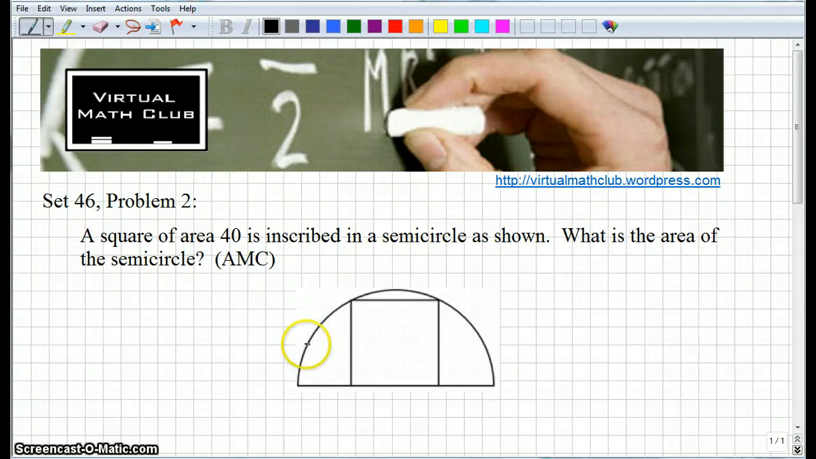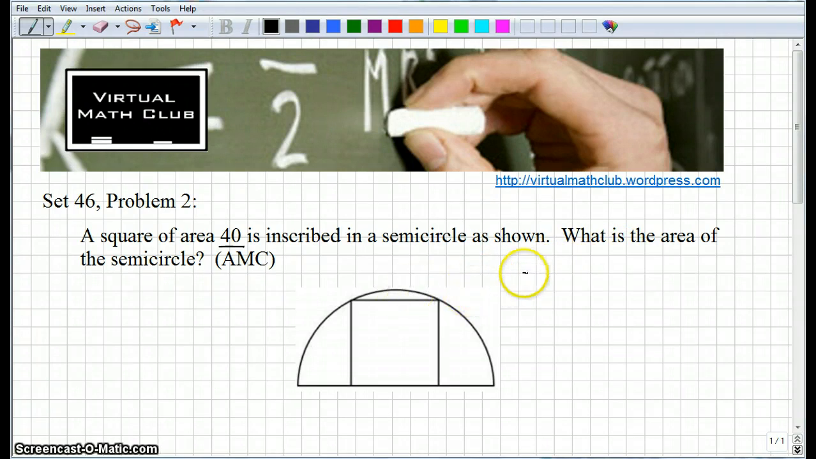Alright, in problem number 2 we have a square that's inscribed in a semicircle. And we're told that the area of the square is 40. Okay, I guess we don't know the units of that, and we're asked to find what's the area of the semicircle.